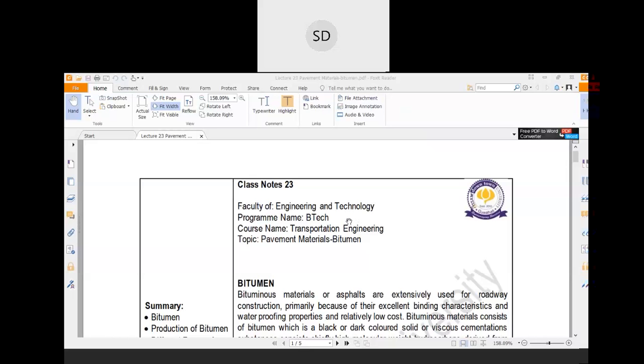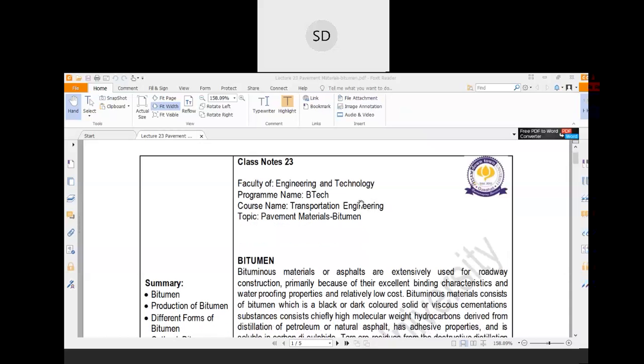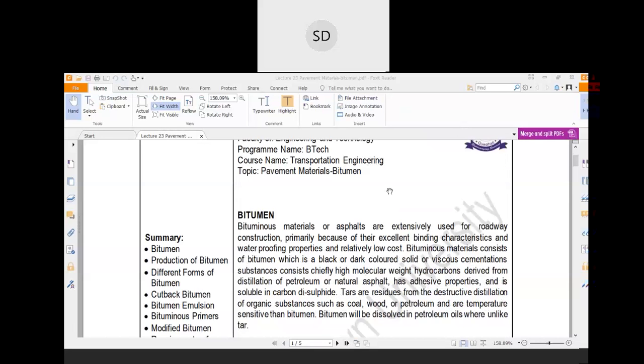Generally, bituminous material is used as a surfacing course for road construction, and generally it is used for flexible pavement design. Bituminous material, or sometimes called asphalt, is used for roadway construction. Besides this, there are different uses of bituminous material. In some cases, for building construction, it is also used as a waterproofing material.